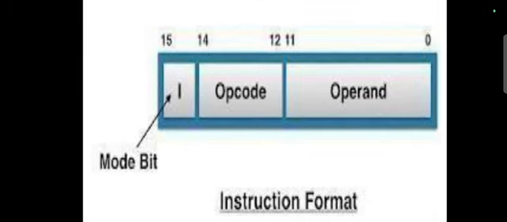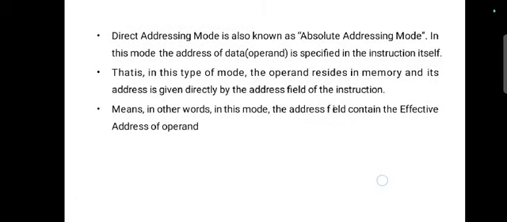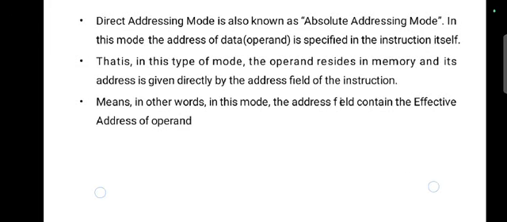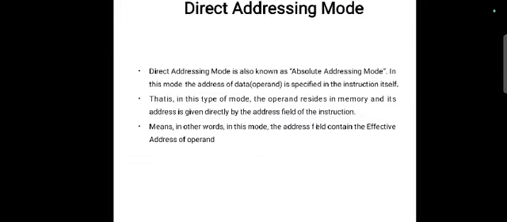Direct addressing mode is also known as absolute addressing mode, in which the address of the data is specified in the instruction itself. That is, in this type of mode, the operand resides in memory and its address is given directly by the address field of the instruction. In other words, in this mode the address field contains the effective address of the operand. This is called direct addressing mode.